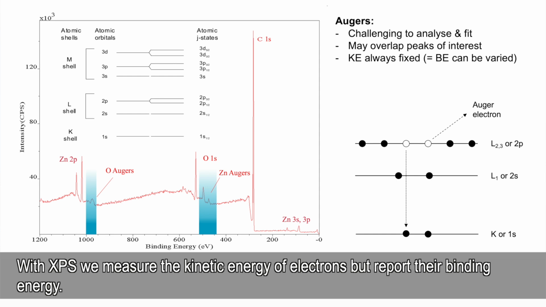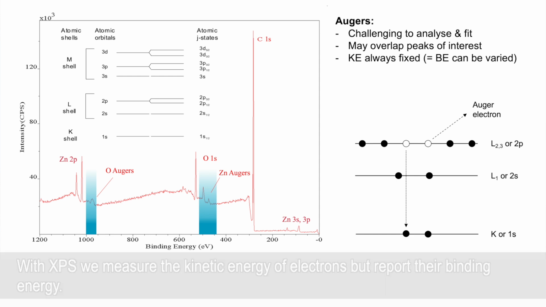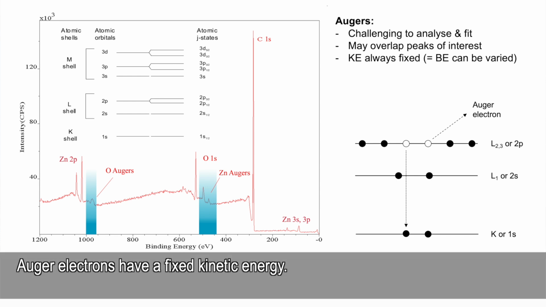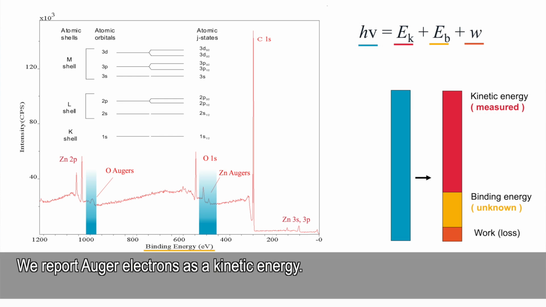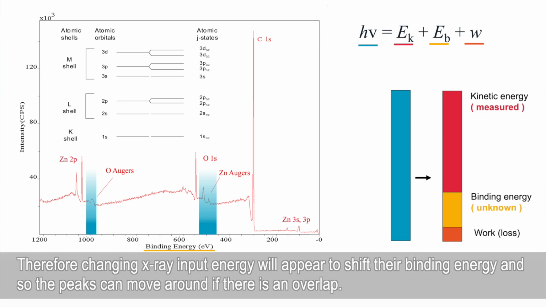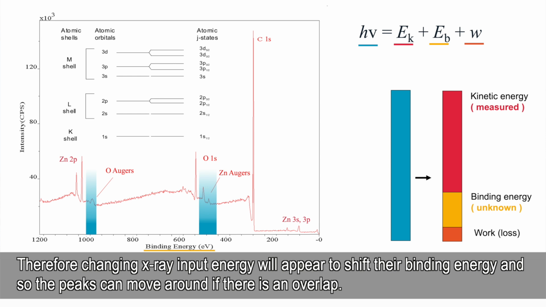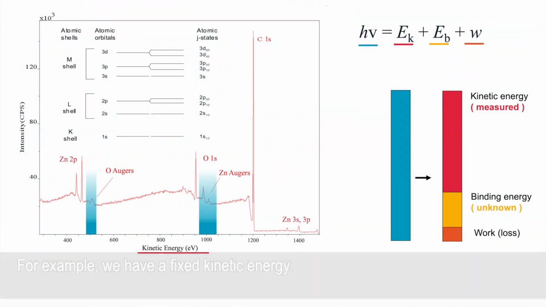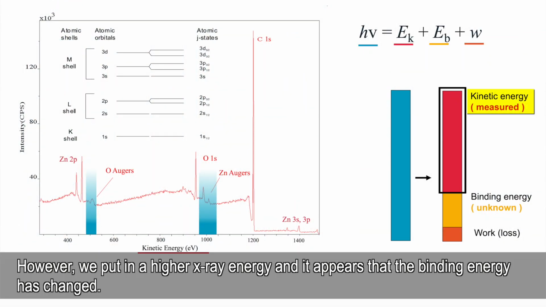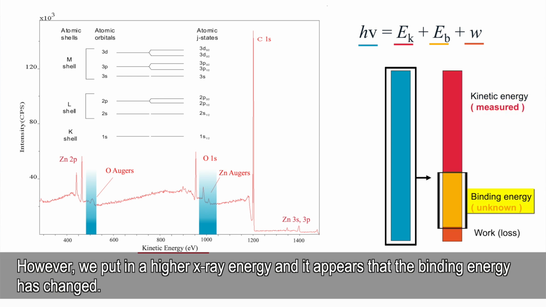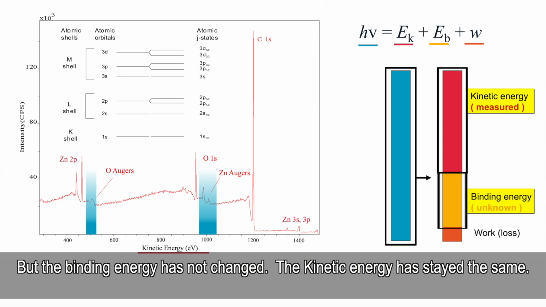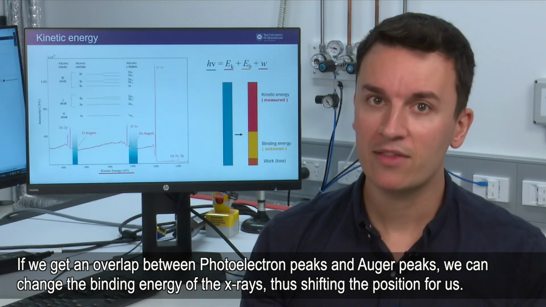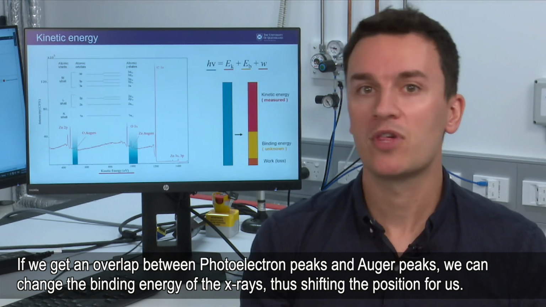So with XPS, we measure the kinetic energy of electrons, but we report their binding energy. Auger electrons don't have an associated binding energy because they aren't photoelectrons, so they're not bound to anything. They have a fixed kinetic energy. And so we always report Auger electrons as a kinetic energy. We can change the scale. Therefore, changing the X-ray input energy will appear to shift their binding energy. And so we can move the peaks around if there's an overlap with anything else. For example, they have a fixed kinetic energy. However, we can put in a higher X-ray energy, and then this will appear that the binding energy has changed, but it hasn't. It's just the kinetic energy stayed the same. So if ever we get an overlap between photoelectron peaks and Auger peaks, we can change the energy of the X-rays, and this will shift the position for us.